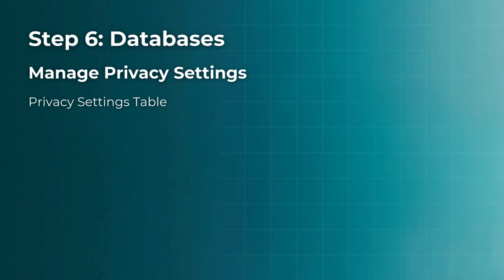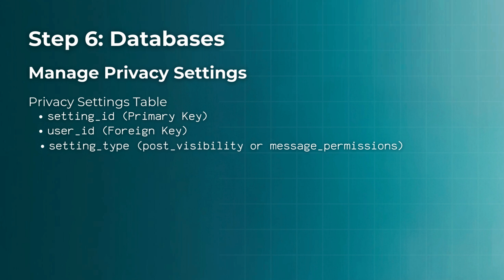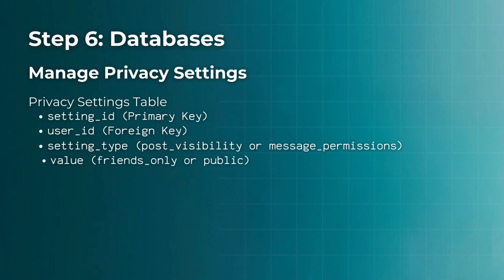Here's how the schema might look for our privacy settings table: a primary key to uniquely identify each setting, a foreign key that ties these settings to a specific user, a field describing what the setting controls, like post visibility or message permissions, a value to store the user's preference, like friends only or public, and an updated at timestamp to track when the user last changed this setting. With this setup, any changes users make to their privacy preferences can be applied quickly and efficiently. Plus, it's scalable, whether you've got 10 users or 10 million.